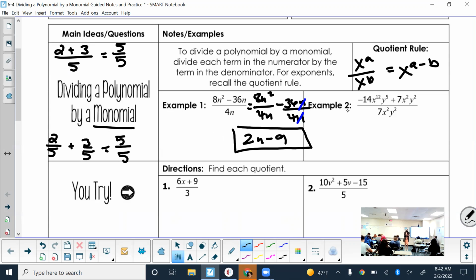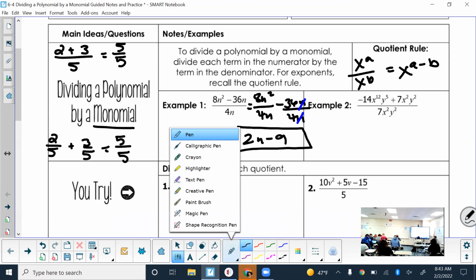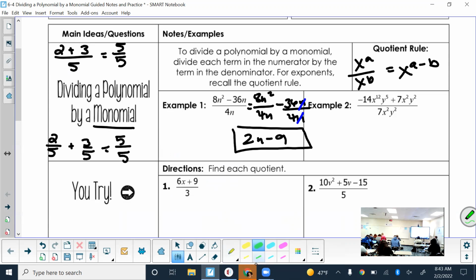All right, so now I'll show you a different way in example 2. And it's not like a method I've ever seen in like textbooks or anything, but I call it the highlighter method. So this just kind of doesn't make me break it up and write it into smaller fractions, but it ensures that I divide each term in the numerator by the denominator. So we're going to work this out first. What's negative 14 divided by 7?